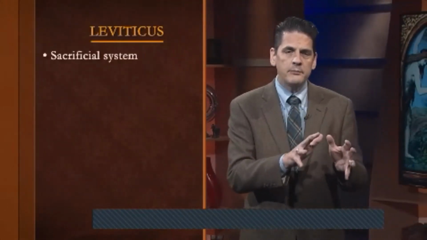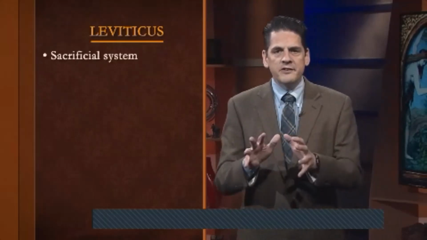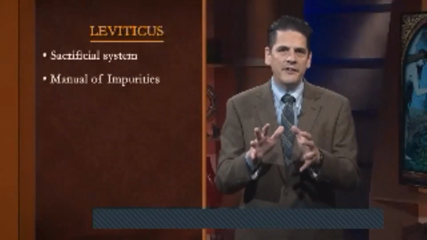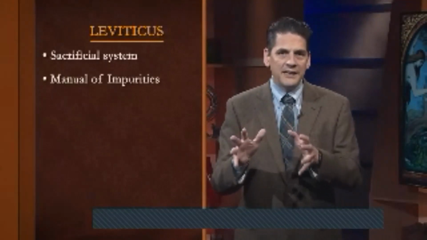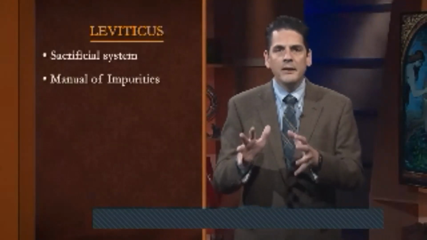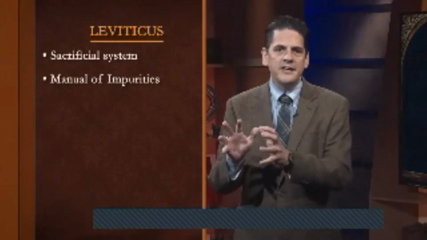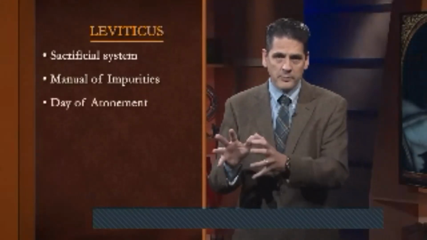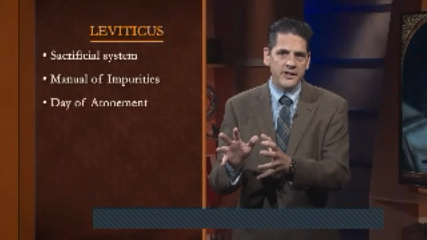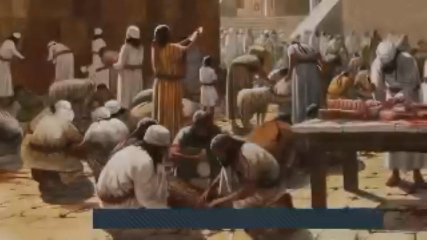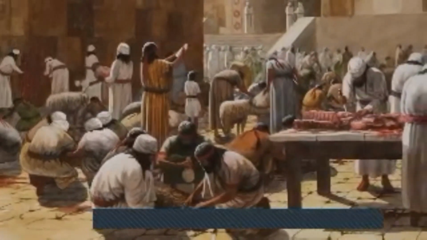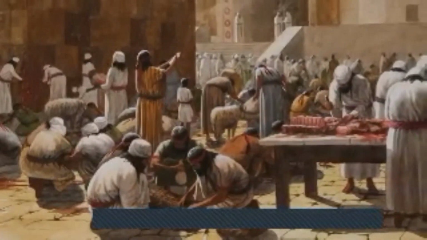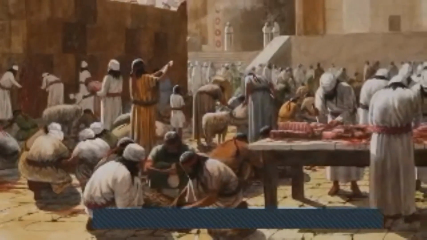The first part deals with the sacrificial system, then a section that scholars call the Manual of Impurities, and that's where the seemingly odd bits about leprosy and so forth come in. And then in chapter 16, we will look at the Day of Atonement, what becomes the holiest day of the year in Judaism.